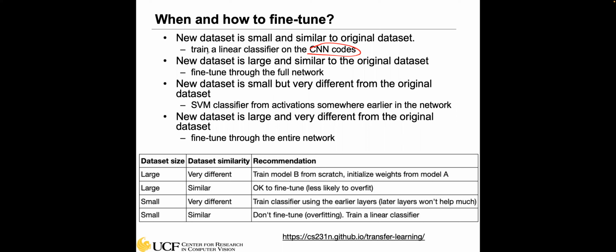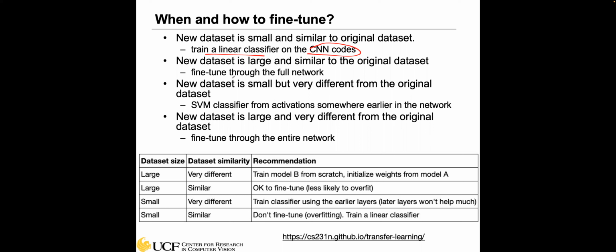The reason you have to learn a new linear classifier may be because the number of classes will be different, right? Maybe the original data set has 200 classes or 1,000 as in ImageNet, but your new medical image data set maybe only has 10 classes, right? You cannot directly take the whole network. You have to train the last linear classifier layer to classify your new data set.